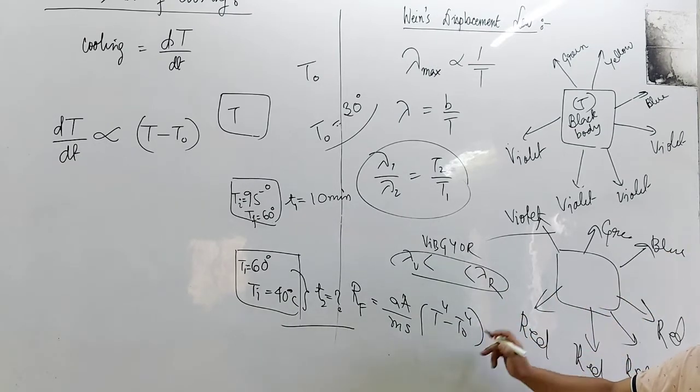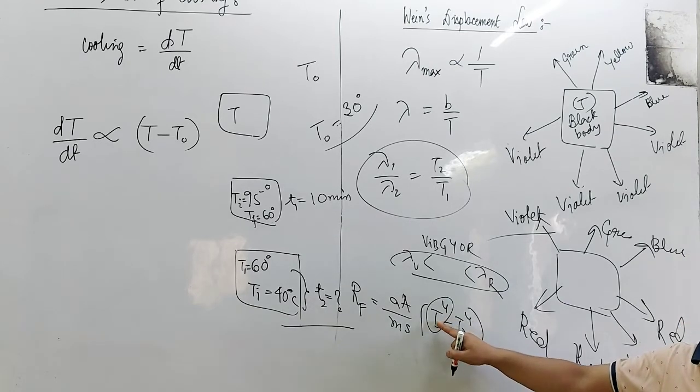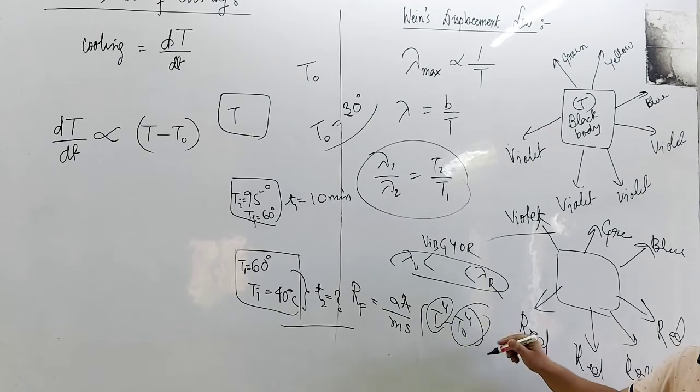calculation from Stefan's law is that we discuss a fixed temperature of the hot body and a fixed temperature of the surrounding. There is no initial and final temperature. If no initial and final temperature is given for the hot body, then you have to apply the cooling formula from Stefan's law.